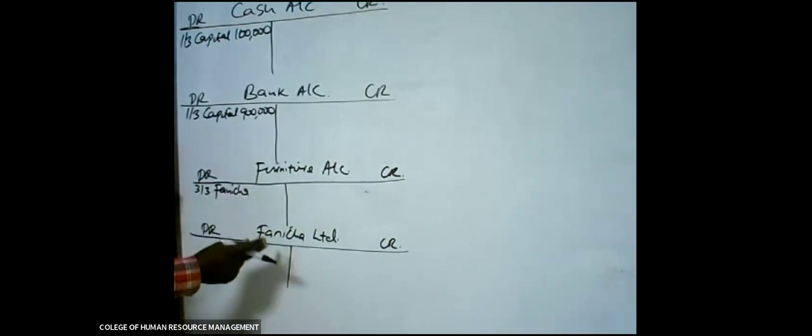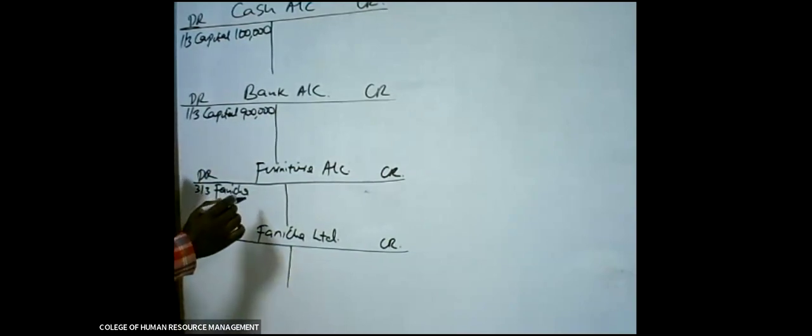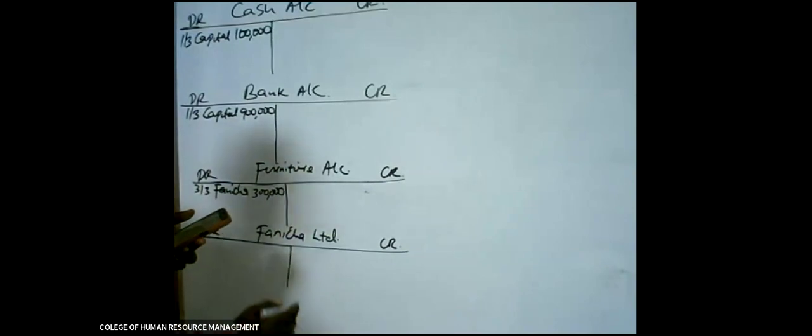3rd of March, from Furniture Limited. Know the names interchange. When you are recording in furniture, you use the name of the other account. 300,000. Then Furniture Limited is a liability, so we credit it now.